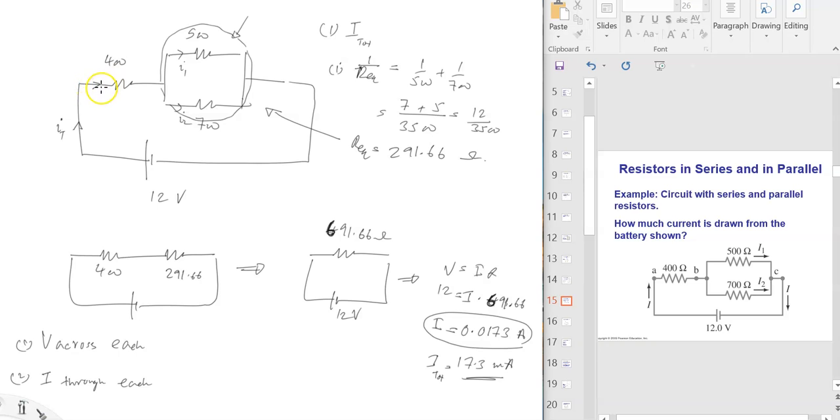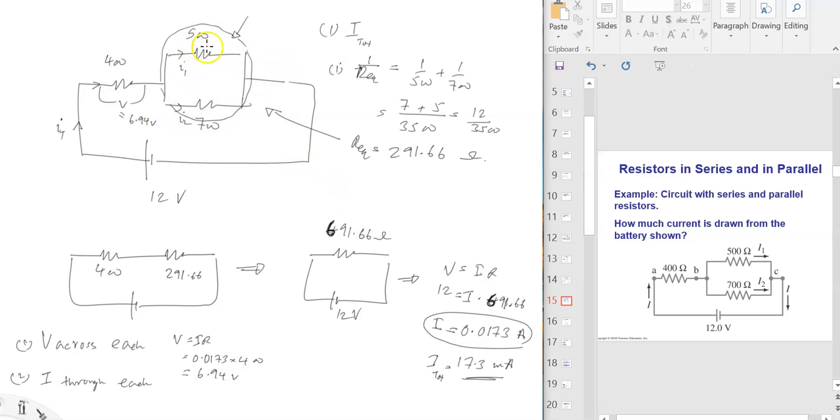It's the same current. So if you just put V equals IR over here, for that resistor we can find the voltage. V equals IR, so 0.0173 times 400, which gives 6.93, 6.94. This will be 6.94 volts.